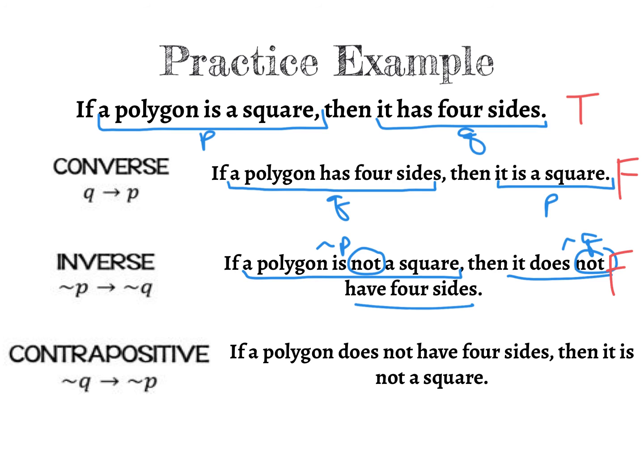Contrapositive. Here we're switching the order and negating it. So notice how here, at the beginning, we have Q, but it says not, so opposite of Q. And at the end, saying that it's not a square, saying it's not P. If a polygon does not have 4 sides, then it cannot be a square. And that is true. Because if it doesn't have 4 sides, maybe it has 5 or 6. Is that going to be a square? No, absolutely not.